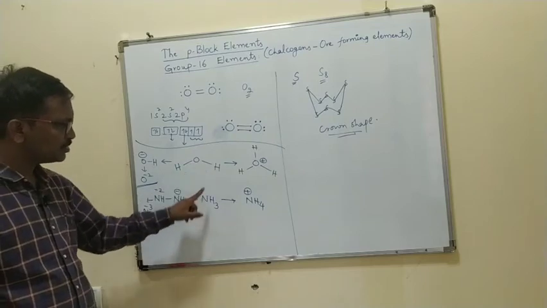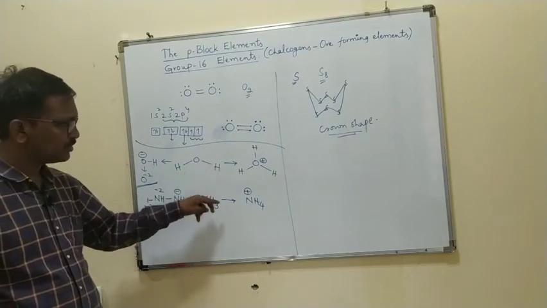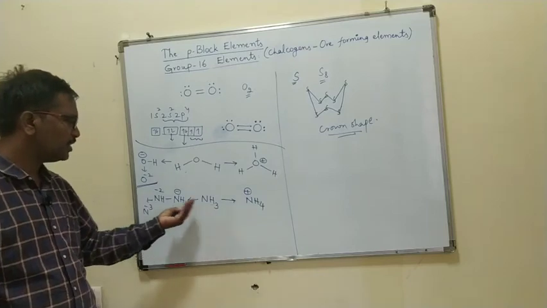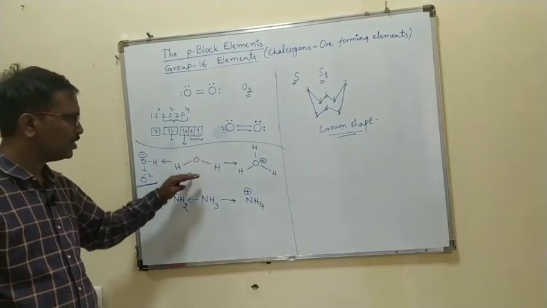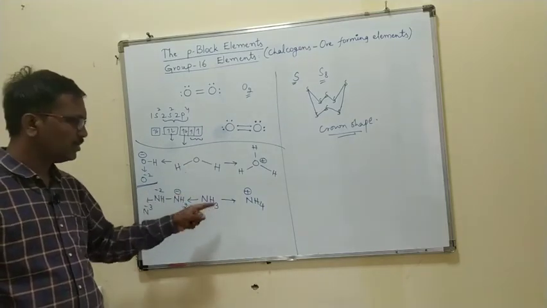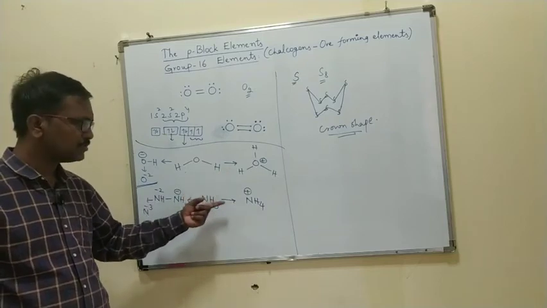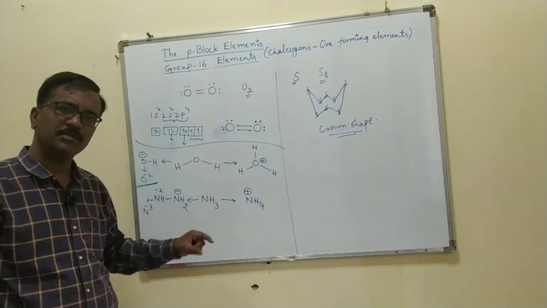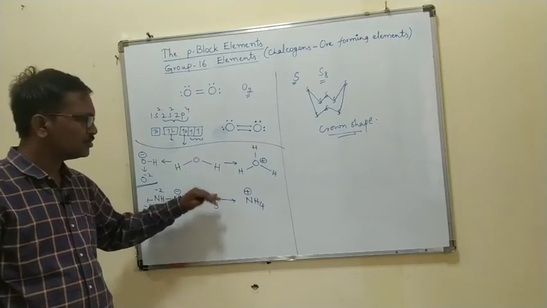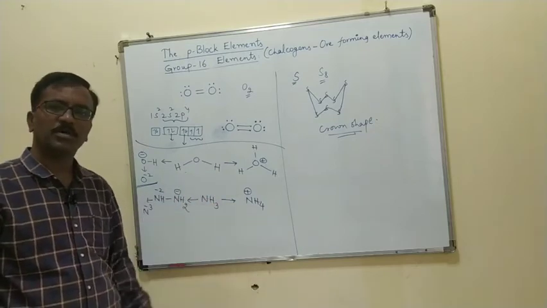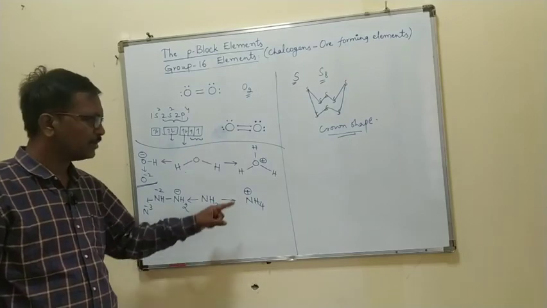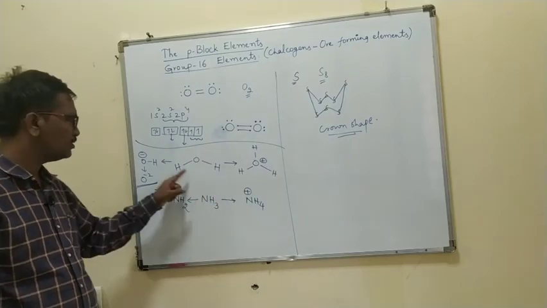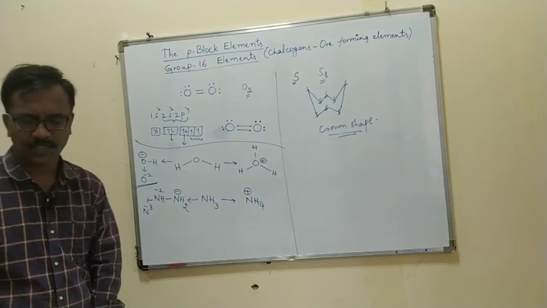So oxygen forms two bonds, nitrogen forms three bonds. If it is in excess, positive. If it is deficient, negative. You have to remember this and apply it whenever it comes up. Many times you will get positive and negative charges, so you should not be confused about when it will be positive and when negative. Excess positive, less negative.